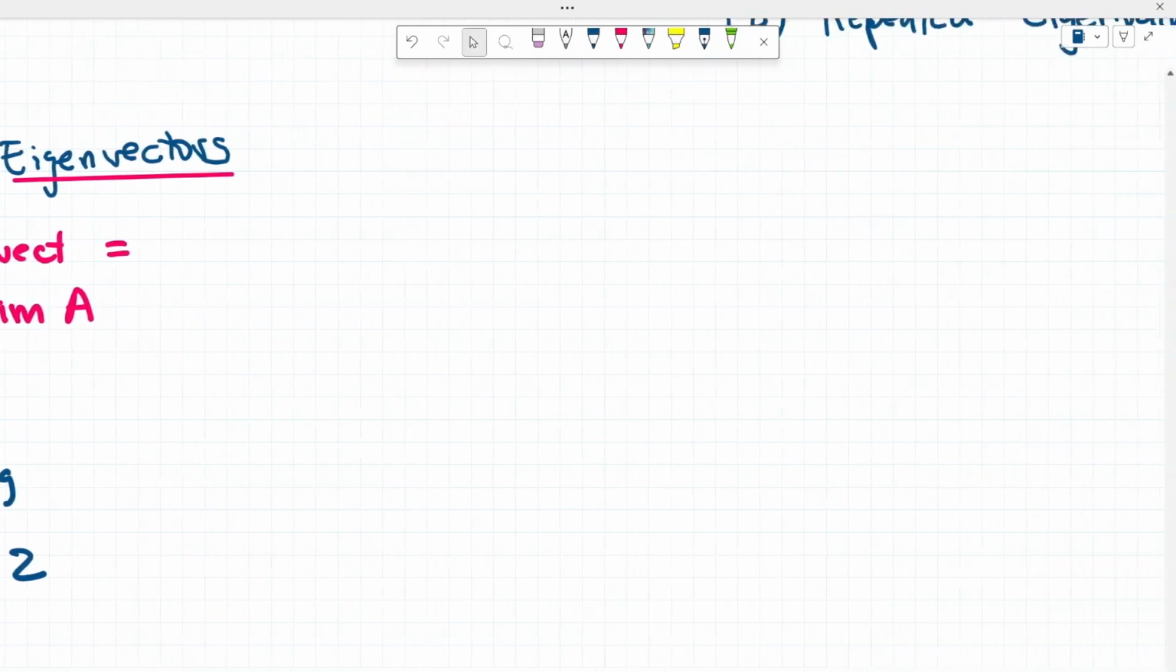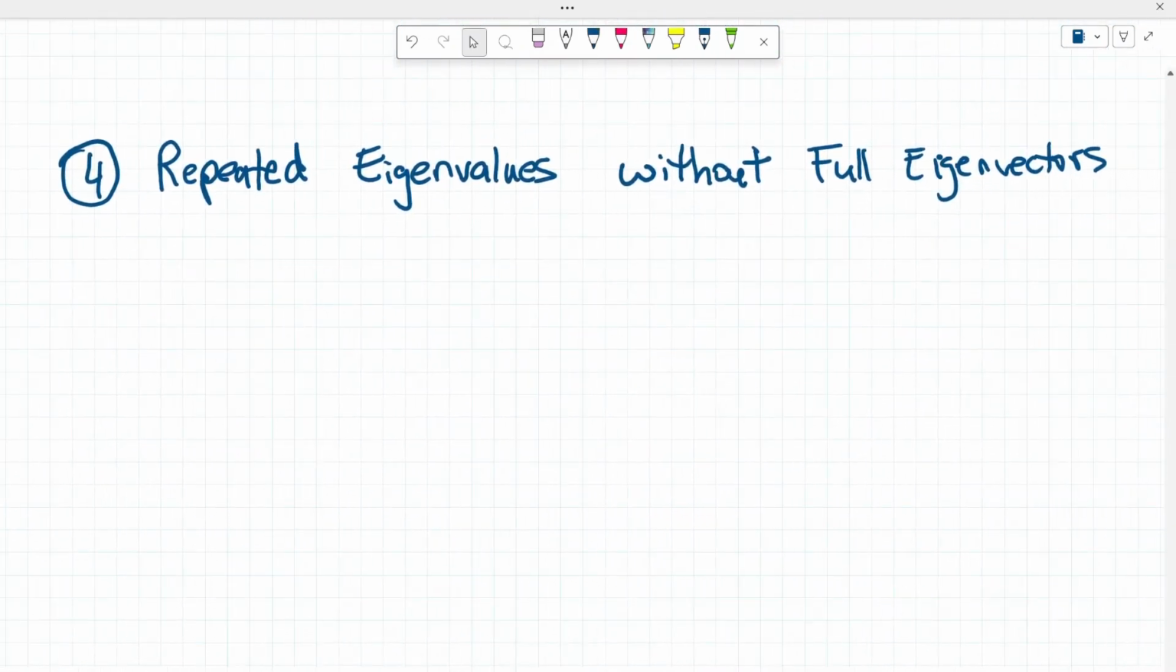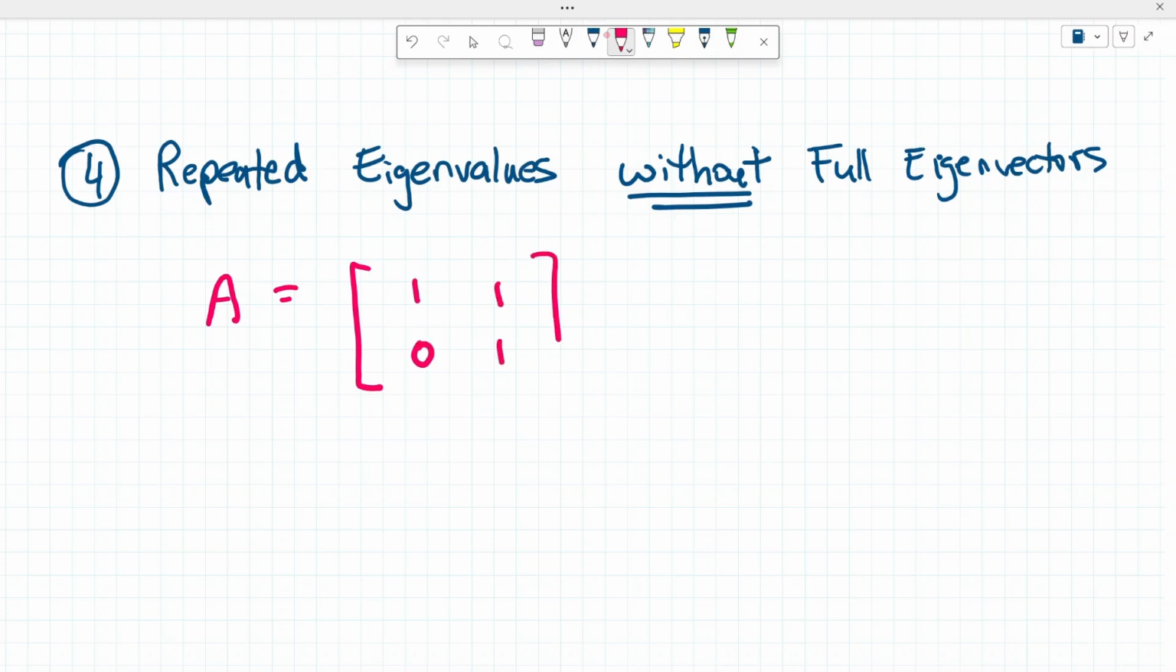We can have another situation where we have repeated eigenvalues. However, they do not have a full eigenvector space. So in that case, we have to treat them a little bit differently. Let's consider our matrix A being 1, 1, 0, 1. In this case, we see that our repeated eigenvalues equal 1. However, we have this 1 in our top right corner. So because of this, that means that we only have one eigenvector. So our eigenvector here equals 1, 0.